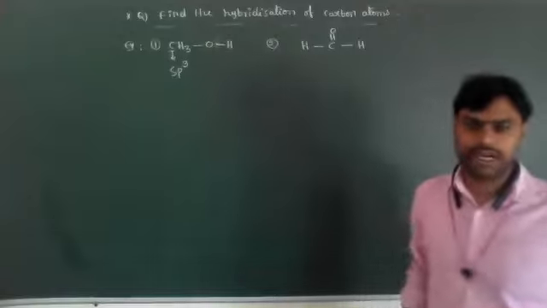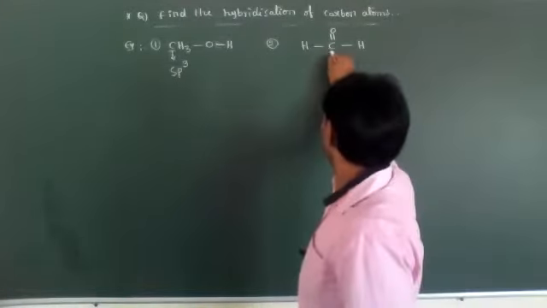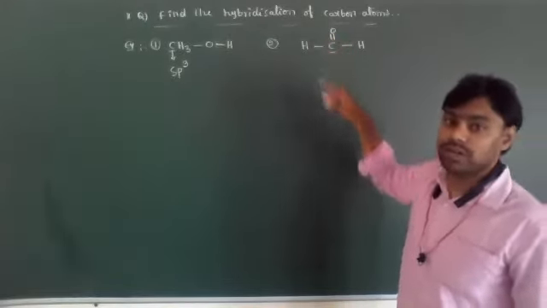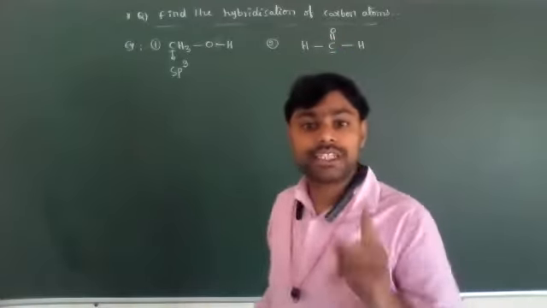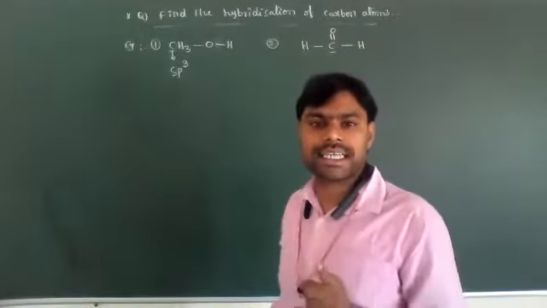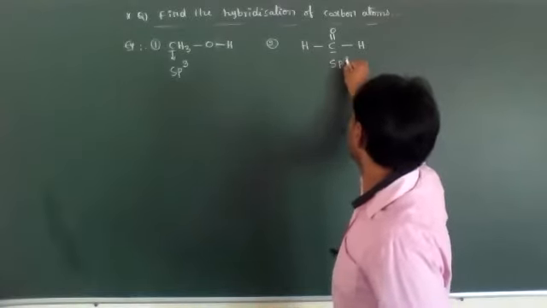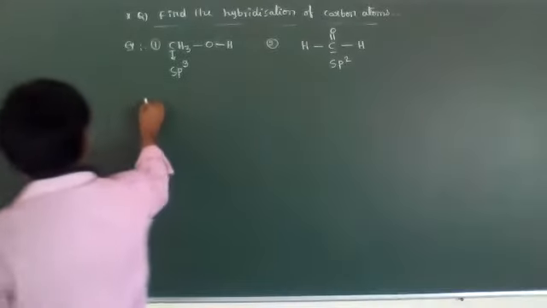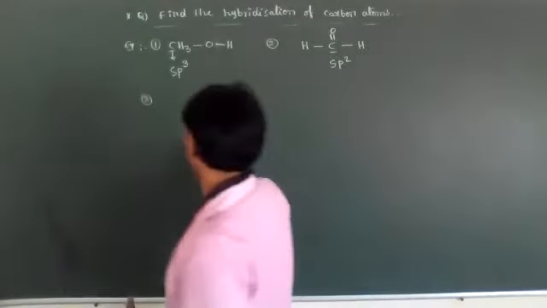Now, the second one is HC double bond OH. What is the hybridization of this carbon? This carbon is bonded with C double bond O, which means 2 single bonds and 1 double bond are present. At least 1 double bond is present. What is its hybridization? I said, dear students, its hybridization is sp2. Okay. Now see one more important example.